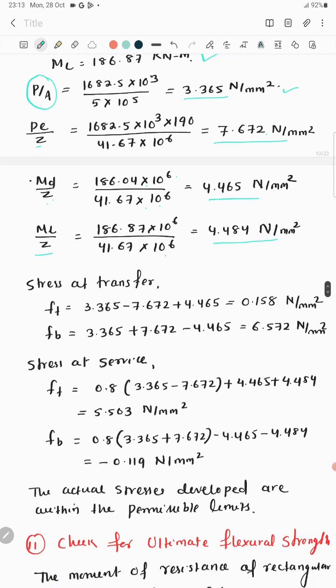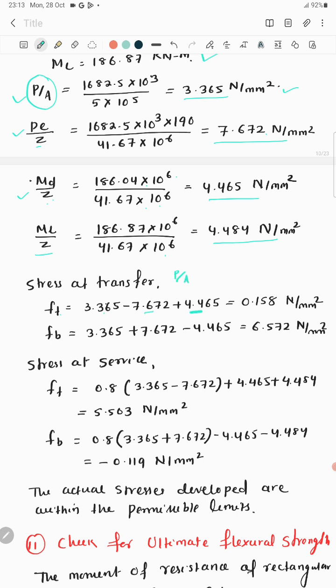Now you can calculate the stress at transfer and stress at service period. While calculating the stress at transfer, we have to consider this direct stress, then the stress due to eccentricity, then stress due to dead load. Because during transfer of pre-stress there will be no live load. So at the top it will be P by A minus P e by Z plus MD by Z.